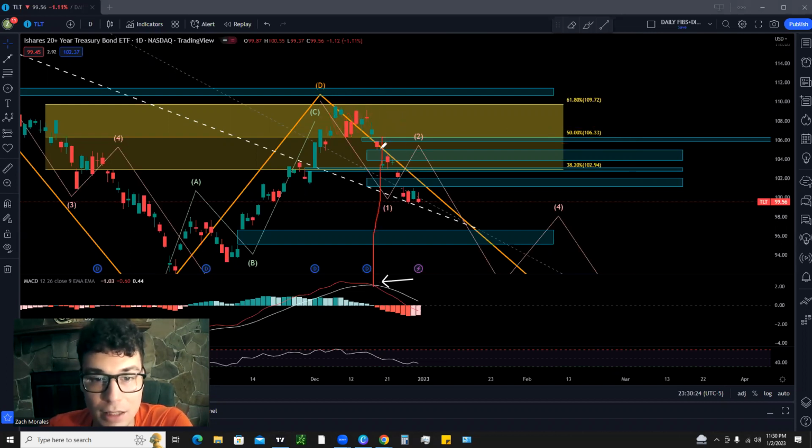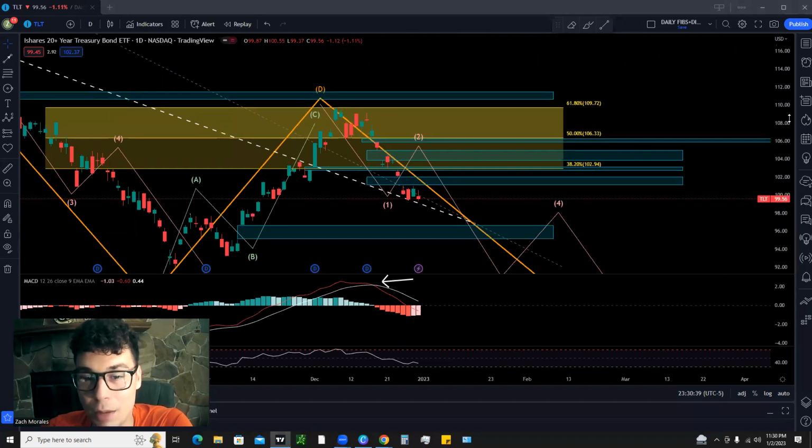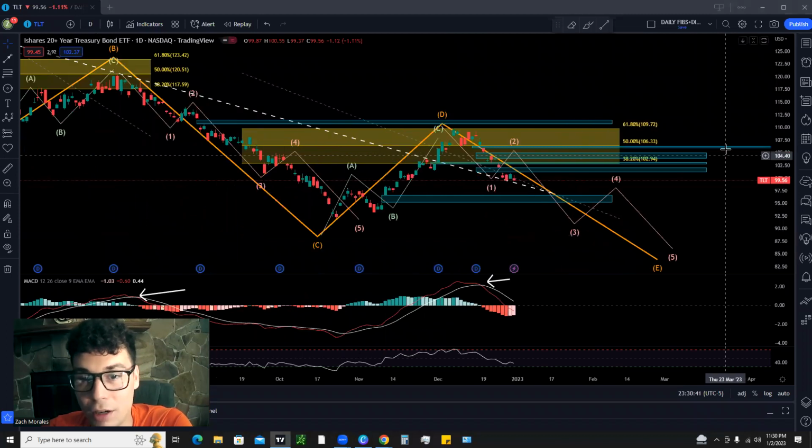Eventually we did get the MACD sell signal, right? The red line crosses below the white line. That happens right over here. We break through our major support level 106.33, and we've had a very significant drop to the downside. Now, I do think that there is still a good chance for us to get some type of bounce, but overall, I'm very bearish, right?